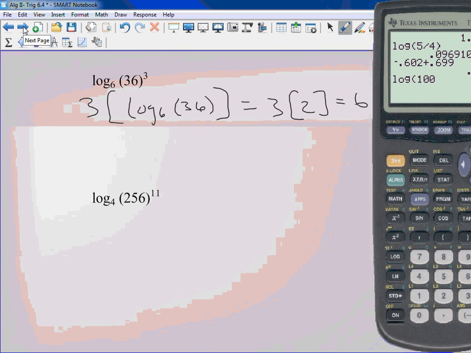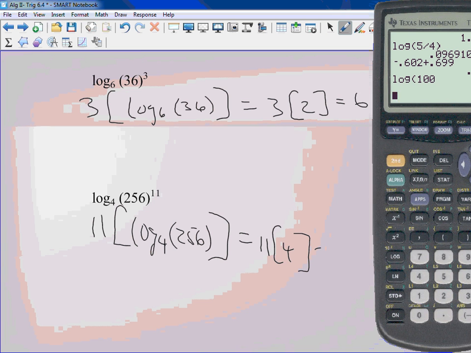Now, for the second one. Okay, so this means 11 times log base 4 of 256. 4 to the what is 256? Let's see, 4 times 1 is 4, times 2 is 16, times 3 is 64, 64 times 4 is 256, so 11 times 4 is 44, that's your answer. No calculator needed.